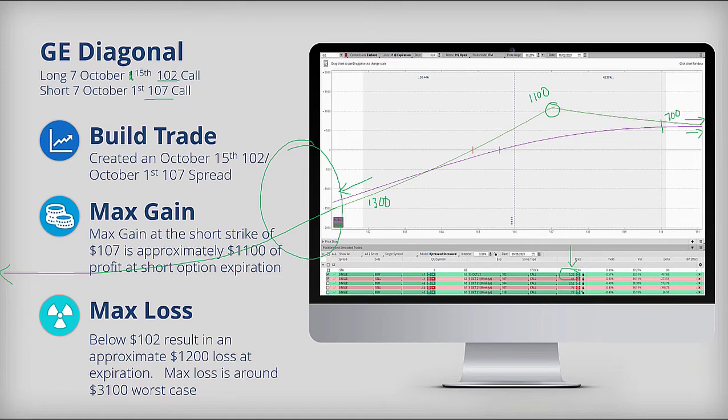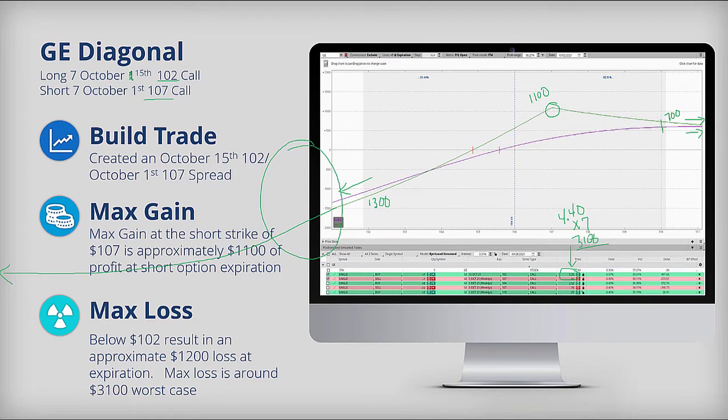We're long the calls at 5.20. We're short at 81 cents. So that's basically $4.40 of risk. Times that by 7 contracts, and that's about $3,100. So this one does have more risk. There's no question about it that this has more absolute risk, all the way down to $3,100.